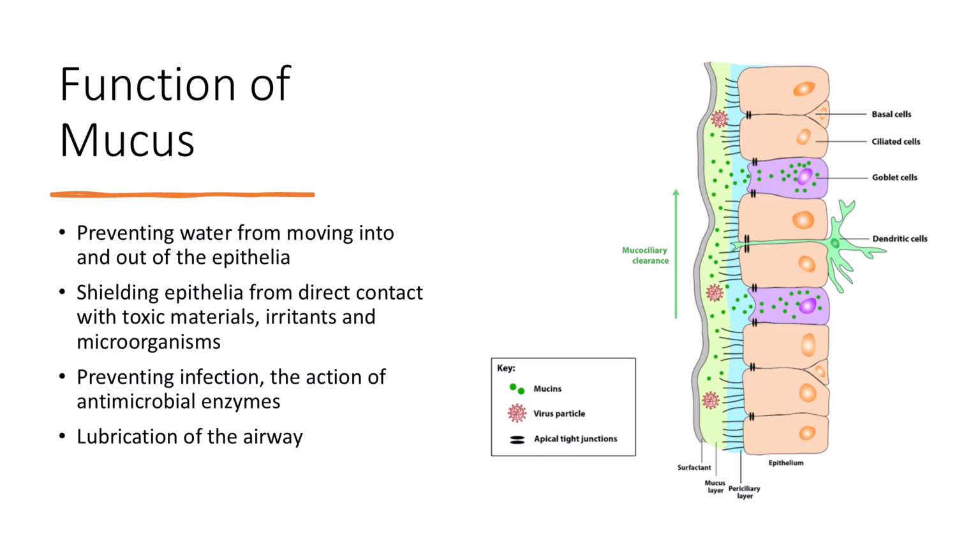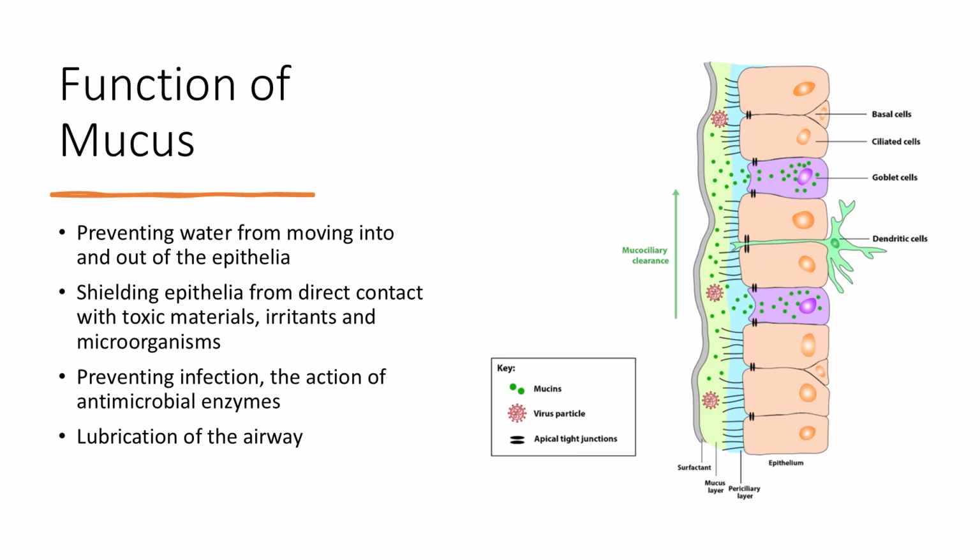Mucus plays a crucial role in the respiratory tract by serving as a protective and functional barrier. Its primary functions include trapping particles and pathogens. Mucus acts as a sticky substance that captures inhaled particles such as dust, allergens, bacteria, and viruses. This prevents these harmful substances from reaching the lungs and causing infections or damage. Moistening the airways: mucus helps keep the respiratory tract moist, which is essential for the proper functioning of the cilia that line the airways.